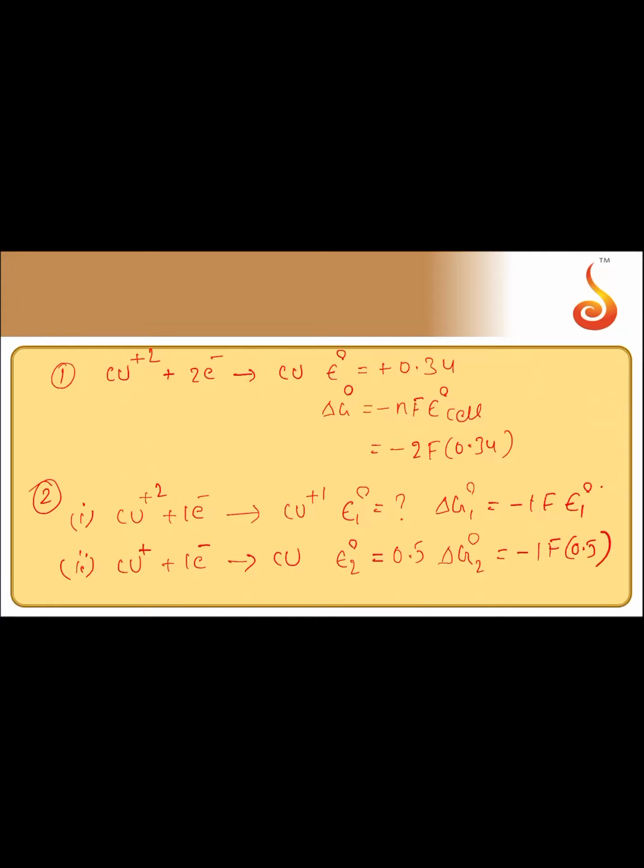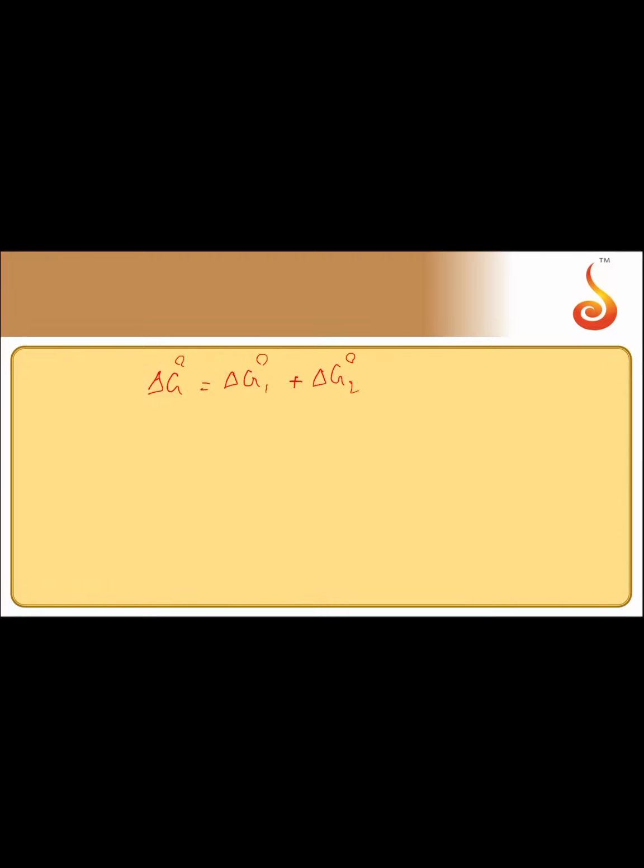The E2⁰ value is 0.5. Now the standard Gibbs energy change when Cu²⁺ directly converts to Cu is equal to the sum of the Gibbs energy changes in these two reactions. So ΔG is equal to ΔG1⁰ plus ΔG2⁰.